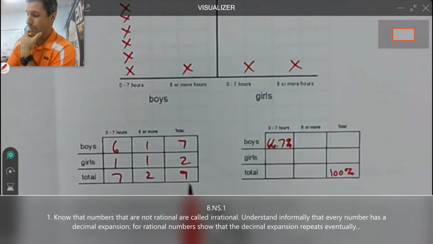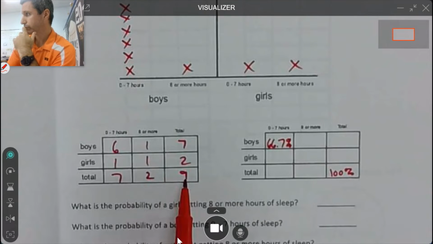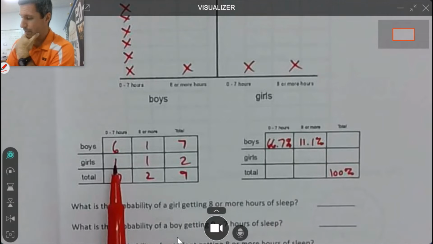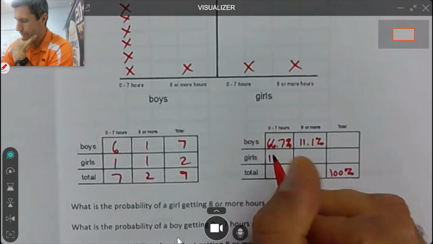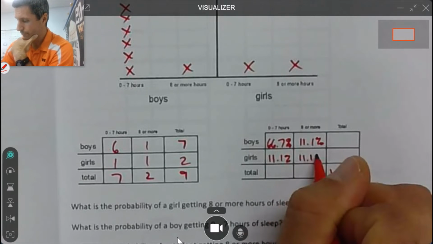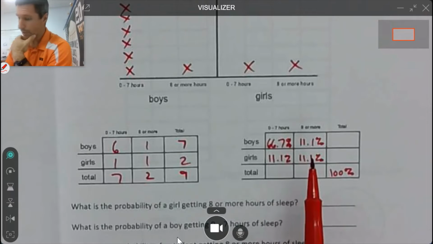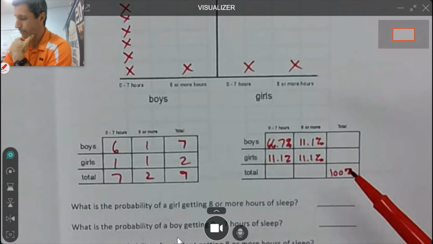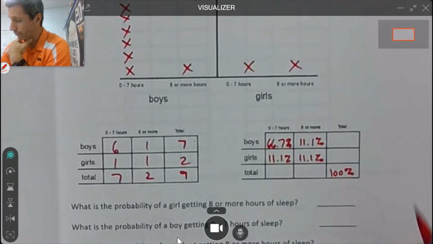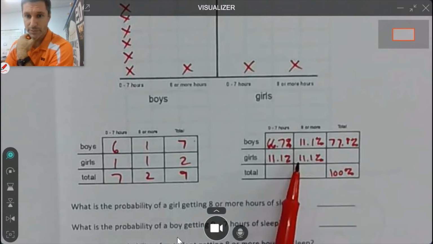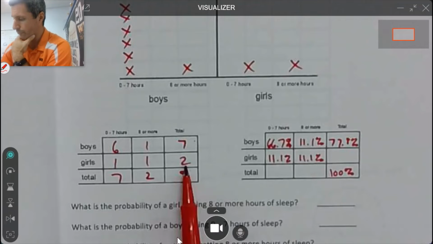Let's do that for each one. Wait, what's 1 over 9 as a decimal? 0.1 repeating. So it'd be 11.1%. And all of these would be 11.1% because it's 1 over 9 in every single category except for the first one. Now, if you add those together, that's 77.8, which is 7 over 9. 7 over 9 is 0.7 repeating, so 77.8% looks good. If you add these two together, it'd be 22.2, which is 2 over 9. Perfect.